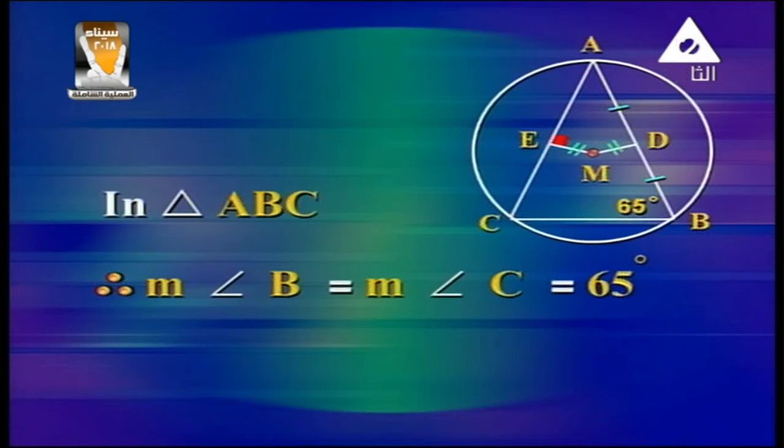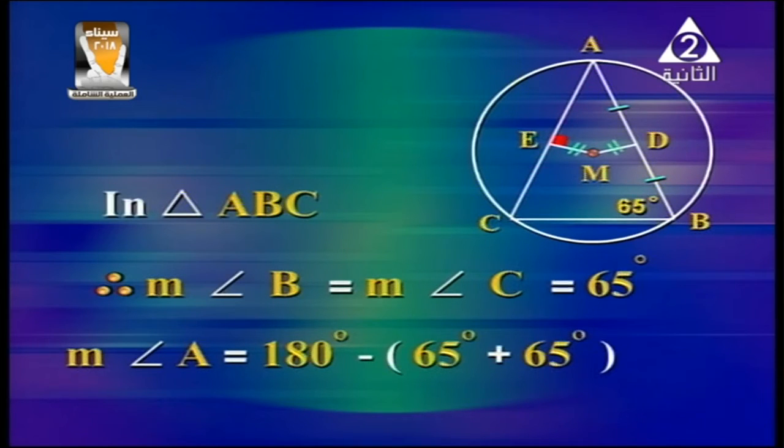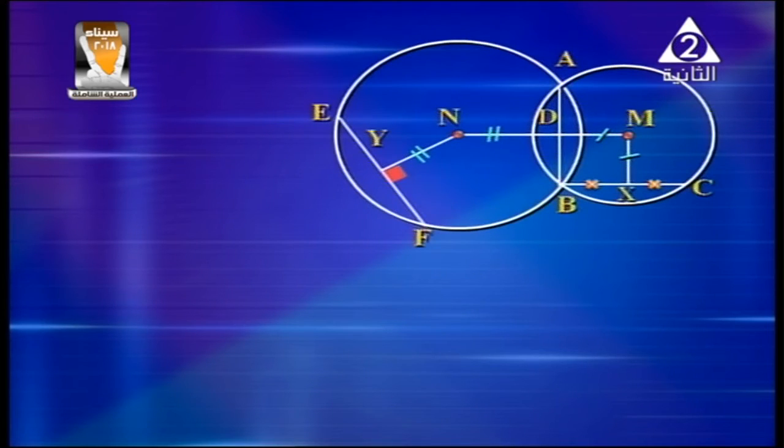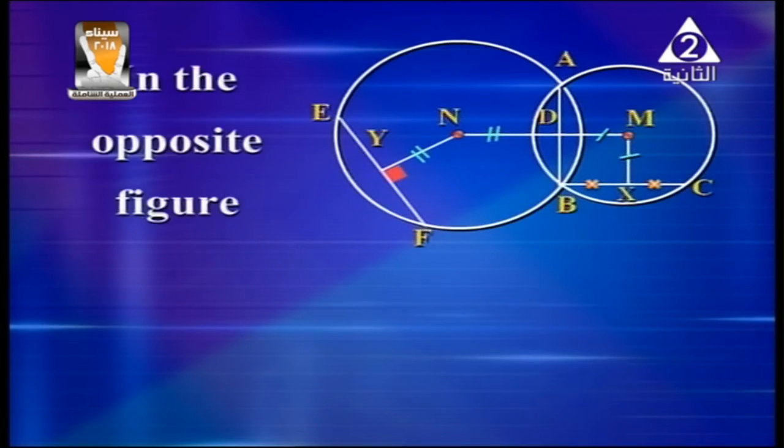So in triangle ABC, you are going to notice that you have two sides equal. AB equals AC. So measure angle B will be equal to measure angle C, which is equal to 65 degrees. Can you find measure angle A? Of course, it is a triangle. ABC is a triangle. So measure angle A equals 180 minus 65 plus 65 to obtain a result of 50 degrees. Another example.